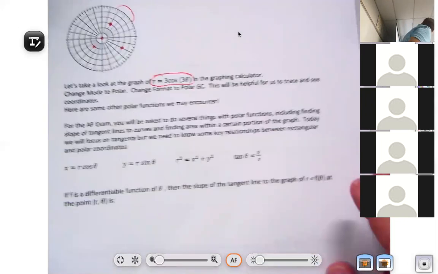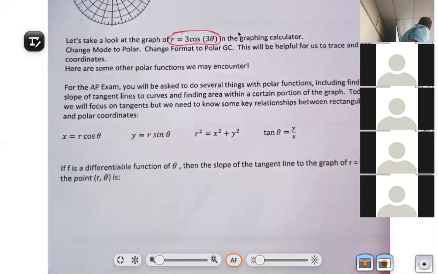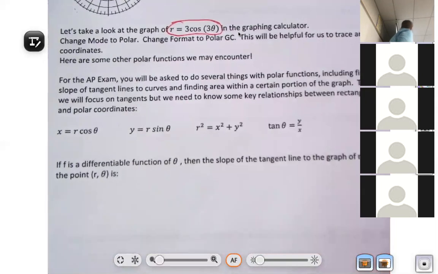So they're going to ask you, kind of like with parametrics, to find slopes of tangent lines. That's going to be a big thing that they ask. And so we're going to be dealing with dy dx. The other thing they're going to ask you about is area, and that's next time. So today is all about derivative.